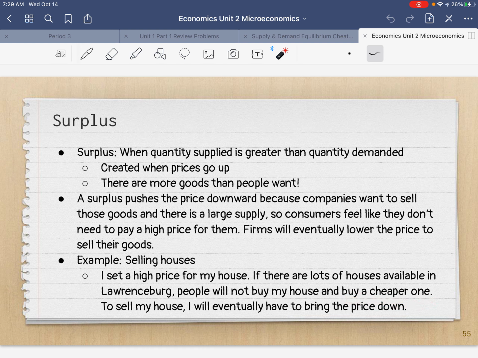So my house is sitting on the market. It is a surplus house. It is not selling. Eventually, I'm going to have to be like, okay, 160 was too much. I'm going to have to lower it to 150. I lower my price and someone comes and puts an offer in. That's an example of how my house was a surplus and it drove the price down because I couldn't sell it. I had to put it on sale. I had to lower the price, okay?